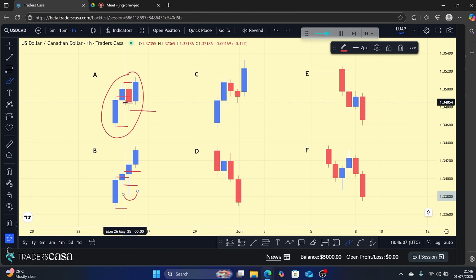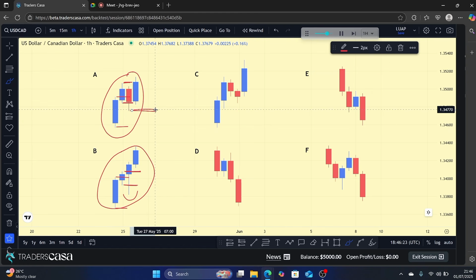Just like in this scenario, you can see price broke the lowest point and then the highest point. So this is now a valid pullback. Same here, this here is a valid pullback. And now the low of this pullback is obviously this one, and also the low of this pullback is obviously this one.